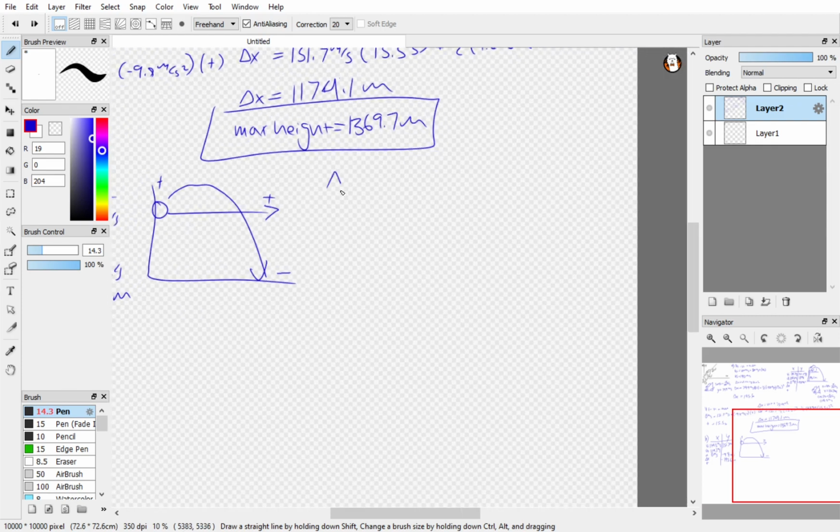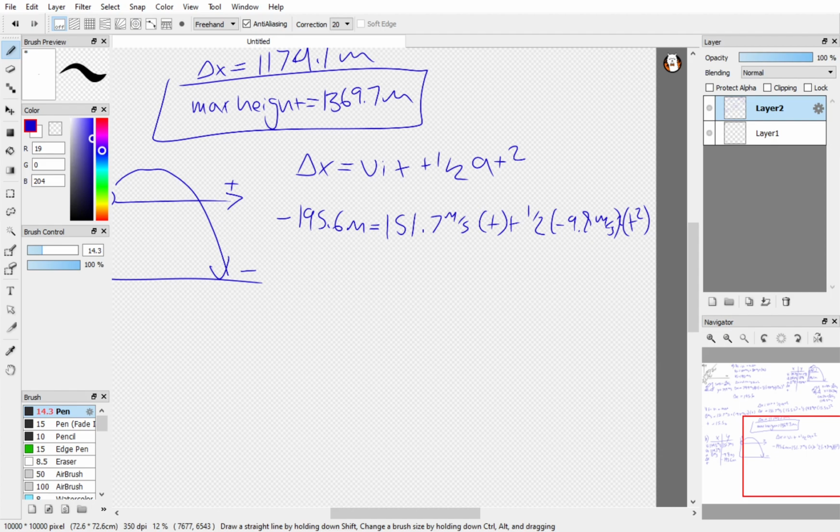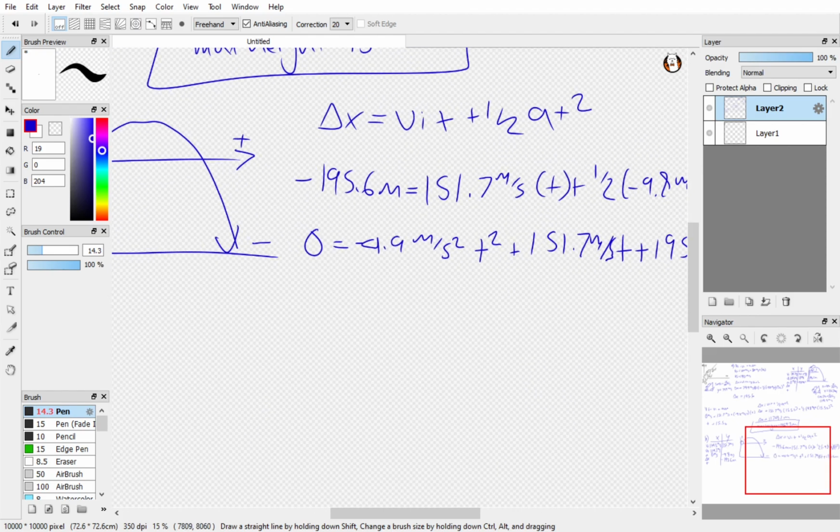So now we're going to plug in our values into delta x equals velocity initial t plus 1/2 a t squared. So that'd be minus 195.6 meters equals 151.7 meters per second times t plus 1/2 times minus 9.8 meters per second squared, t squared. So basically, at that point, we would use the quadratic to solve for the two values that are given. So I would put in a quadratic equation: minus 4.9 meters per second squared, t squared, plus 151.7 meters per second times t plus 195.6 meters. And then you can plug that into your calculator to solve for a graph.